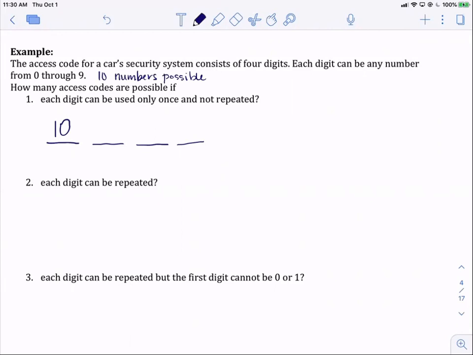9. The third number? And the fourth number? And then multiply them all together. So how many different passcodes could you have for access codes? 5,040.